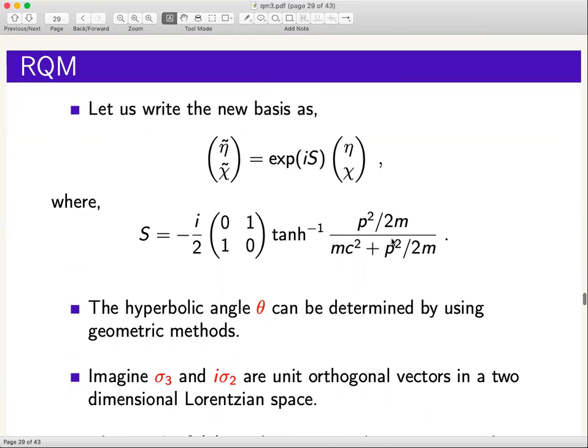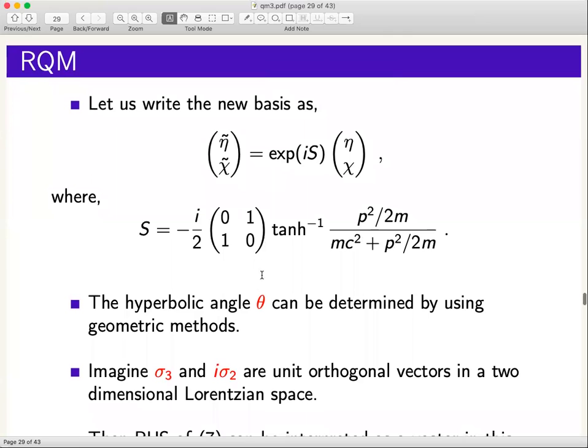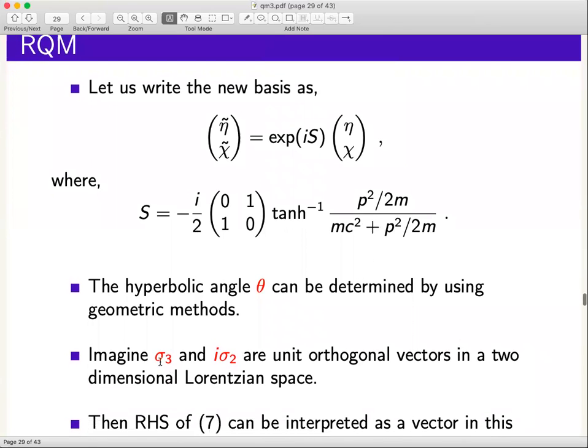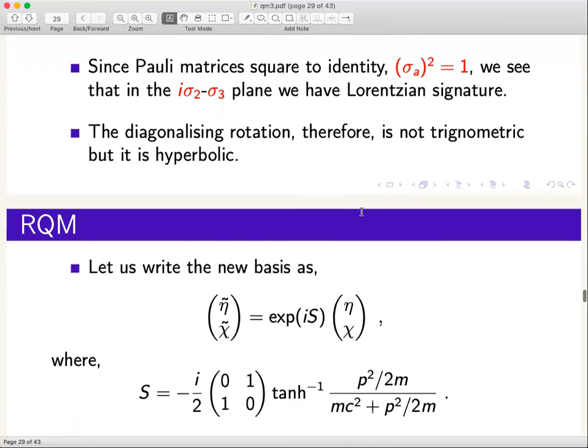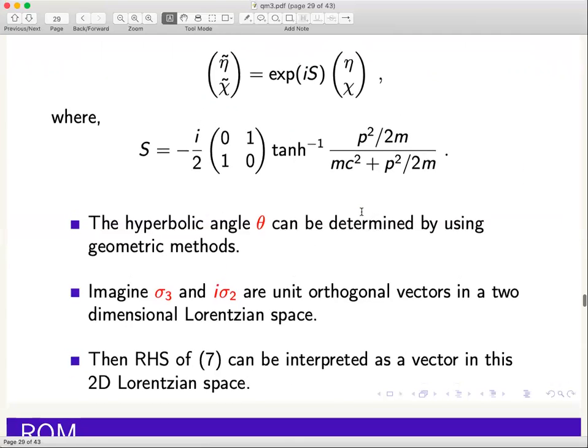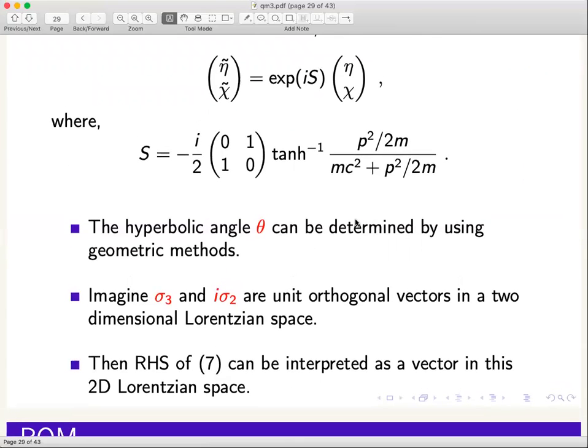Okay. So let's try to understand how we go about this. As I said, let's imagine sigma 3 to be a space-like direction and i sigma 2 to be a time-like direction in a two-dimensional Lorentzian space. Okay, and they define some unit vectors in orthogonal directions. Then in that case, this equation 7, as I said, can be interpreted as a vector in the two-dimensional Lorentzian space.